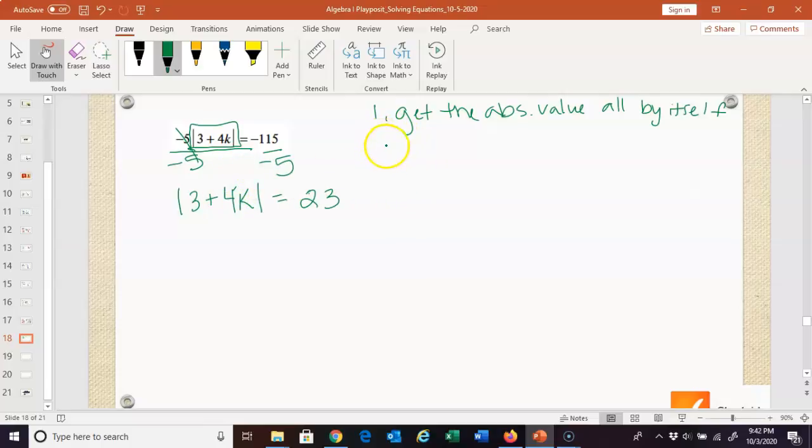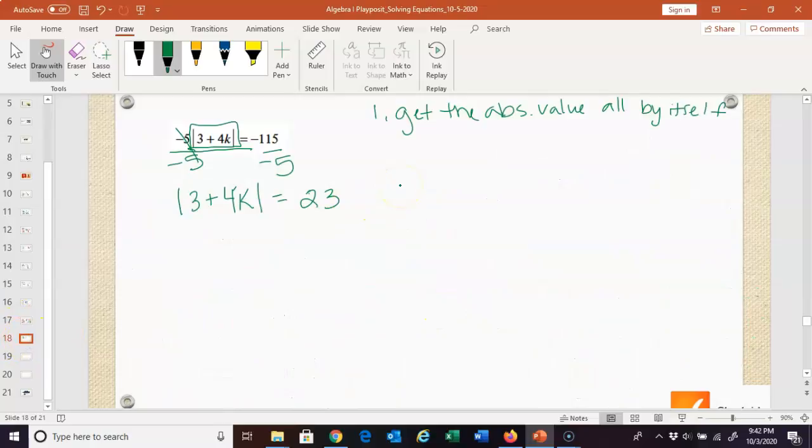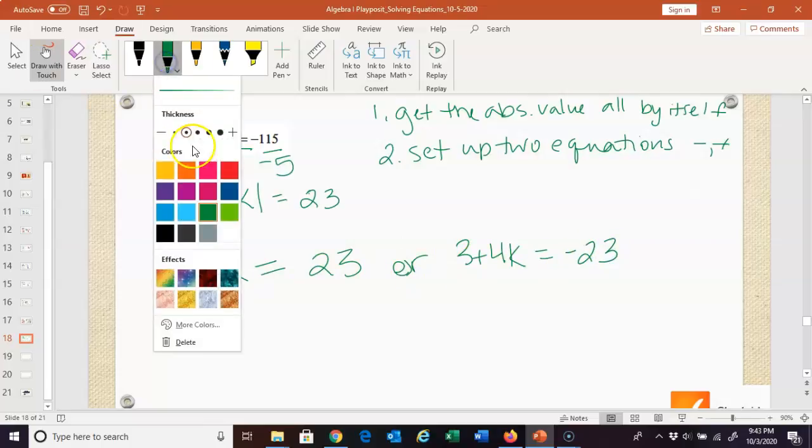Now that the absolute value is all by itself, remember step 2, set up two equations. Step 2, we're going to set up two equations, one negative and one positive. So whatever's on the inside, there it is, that's what's on the inside, it can equal the positive solution or whatever's on the inside can equal the negative solution.